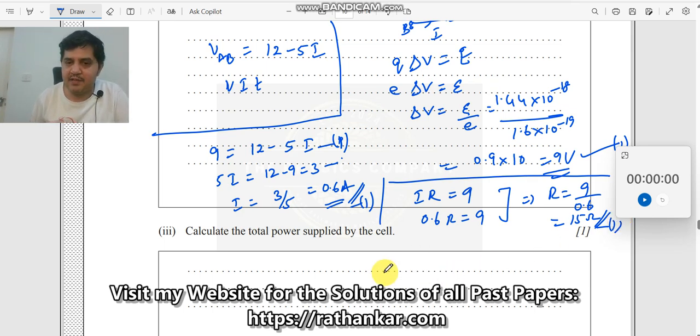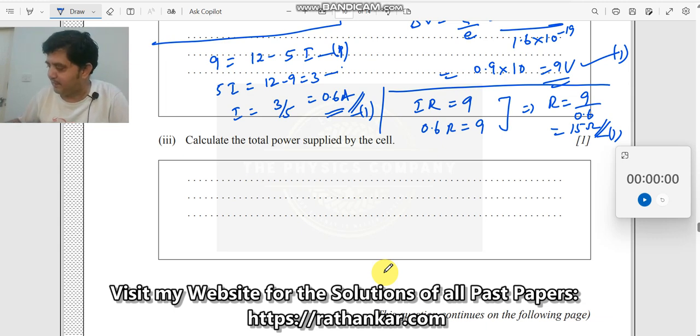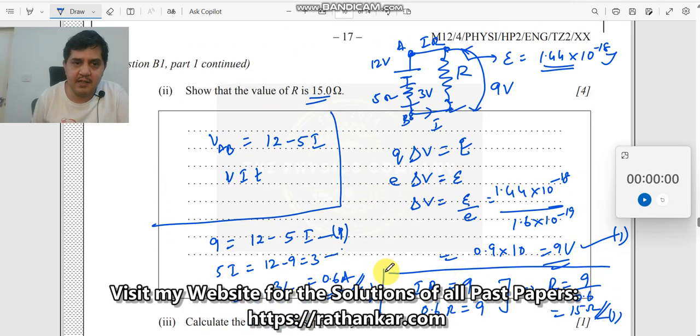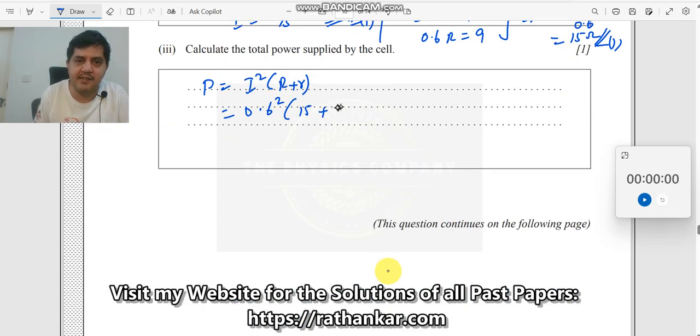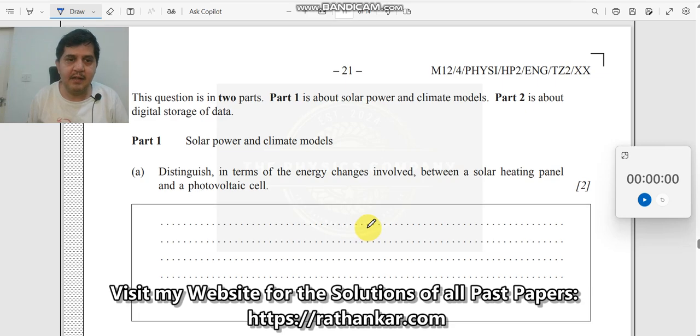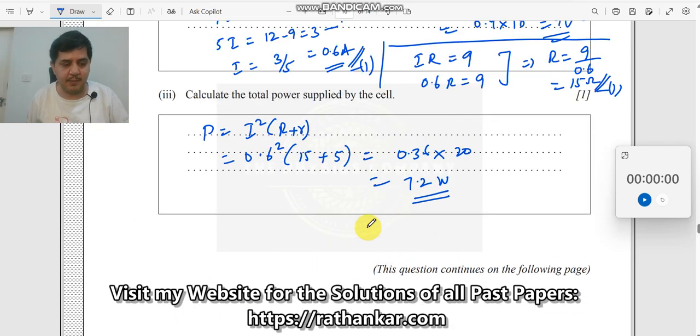Then calculate the power supplied by the cell. What is the power supplied by the cell? The power supplied by the cell is equal to I squared into R plus r. What is I squared? We already got 0.6 squared. What is R? 15. What is small r? Small r seems to be 5 ohms, internal resistance, right? So it should be 0.36 multiplied by 20, which is 7.2 watt. 7.2 watt is the final answer. And thus we come to an end to this problem. Thank you.